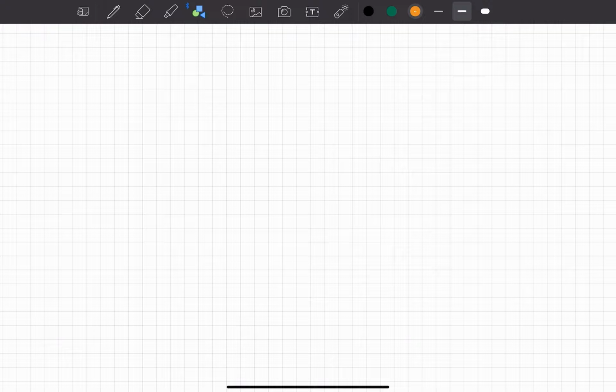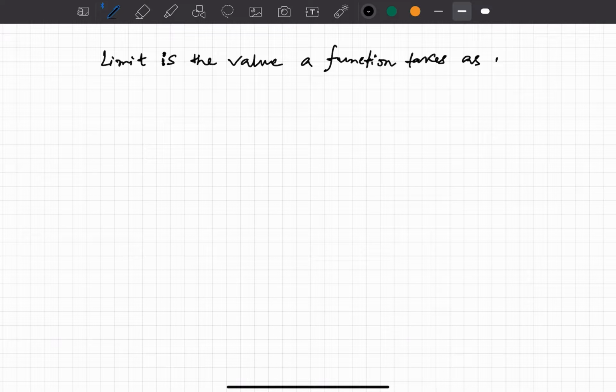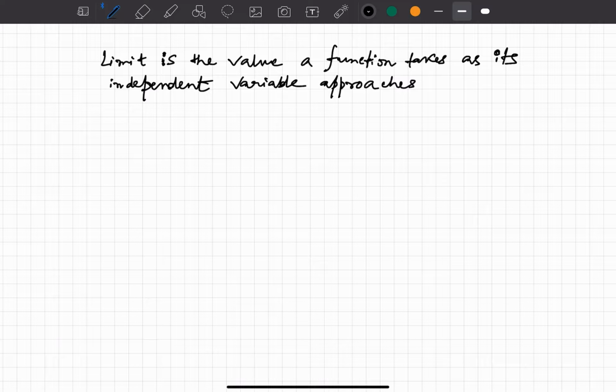So what is limit? Limit is the value a function takes as its independent variable approaches a certain value.